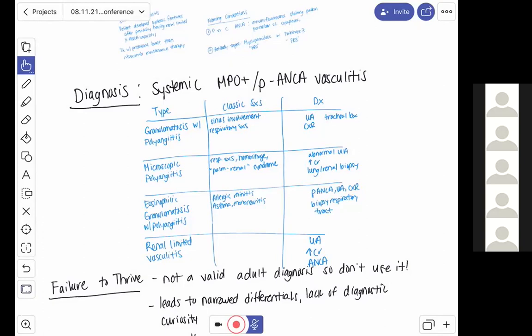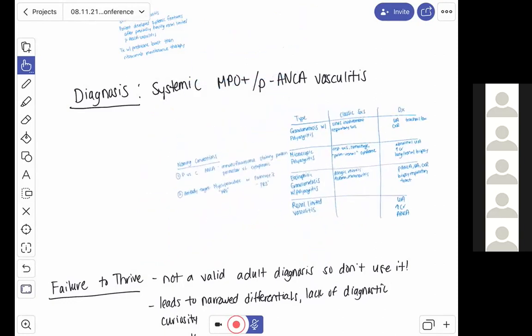And then lastly, a renal limited vasculitis, which this guy had. His RPGN was a renal limited vasculitis when it started. You'll have your ANCAs, your UA, your creatinine, and if you get a kidney biopsy, you can find it there. Questions on this?